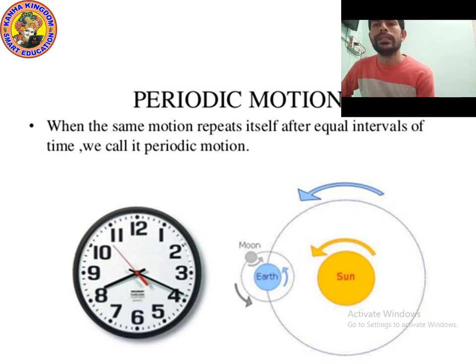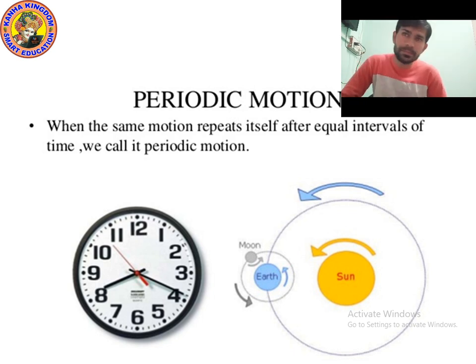If the motion is repeating again and again after equal intervals of time, then we will call it periodic motion. I hope you understood what is periodic motion. When the same motion repeats itself after equal intervals of time, we will call it periodic motion.